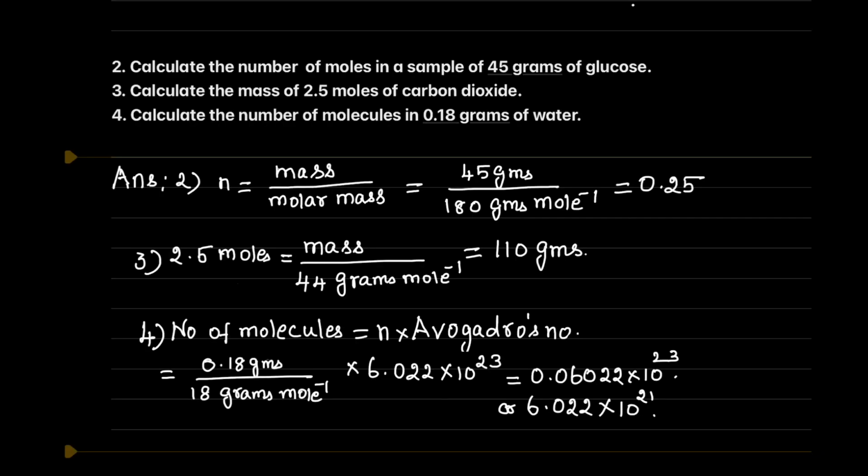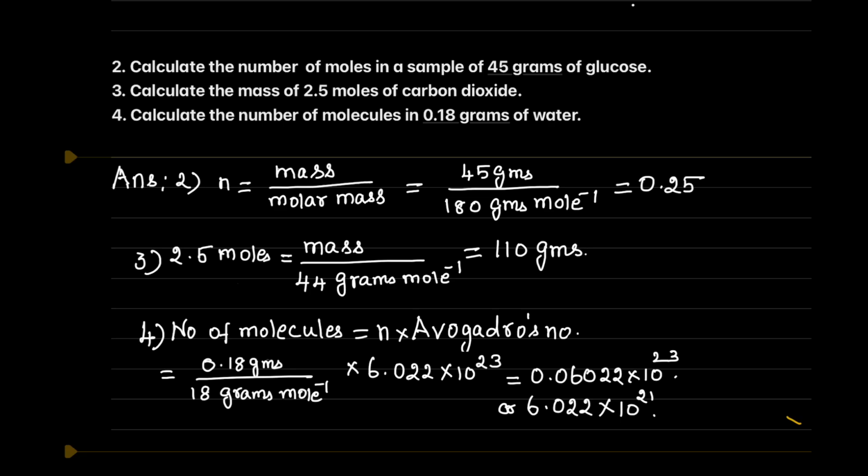Question number 2. Calculate the number of moles in the given sample of 45 grams of glucose. In this problem, the name of the substance is mentioned, that is glucose. The mass of the sample is given, which is equal to 45 grams. The number of moles is to be calculated. The first step is to calculate the molar mass of glucose, and it comes to 180 grams per mole.